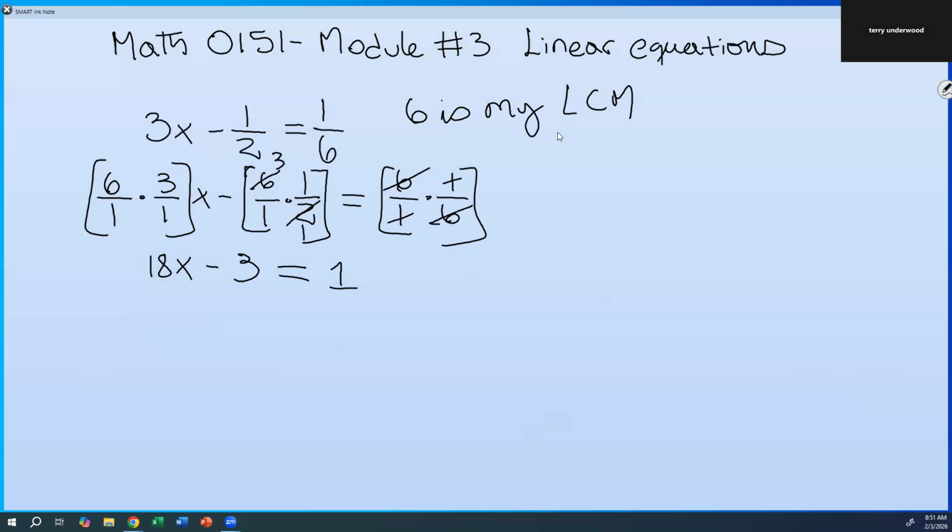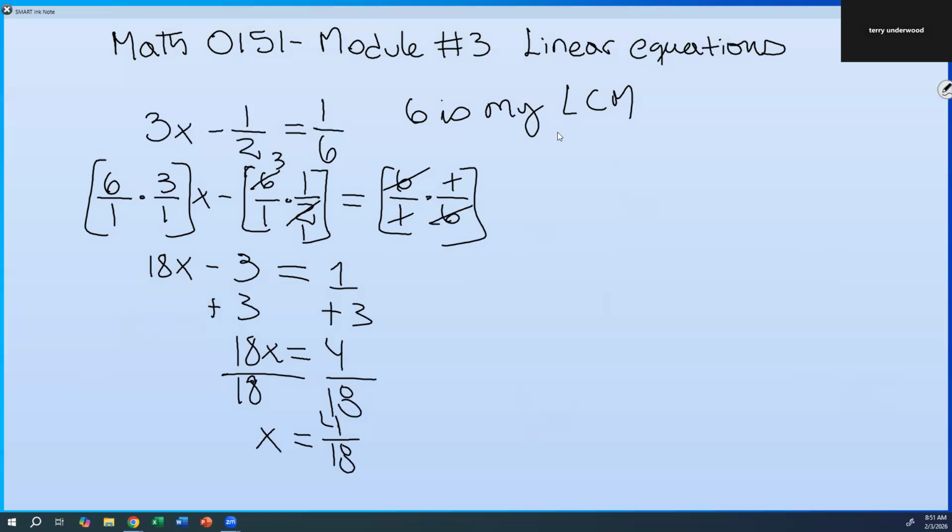And the first thing I will do, I will move my 3 to the other side. You have a negative 3, so I will add 3 to both sides. Plus 3. And then you have that 18x is equal to 4. And then what we'll do is divide both sides by 18 to isolate my x and find my solution. Now, the answer is that x is equal to 4 over 18.